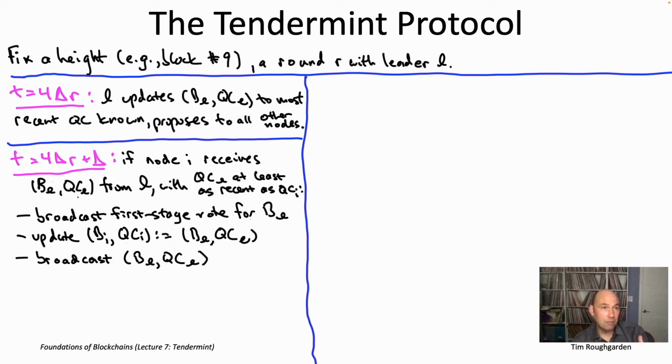Now it is possible that maybe B sub I equaled B sub L, maybe node I already had that same block stored locally and it just had a sort of older QC. In that case, it's going to update its QC and then broadcast a vote for the block that it had anyways believed in.